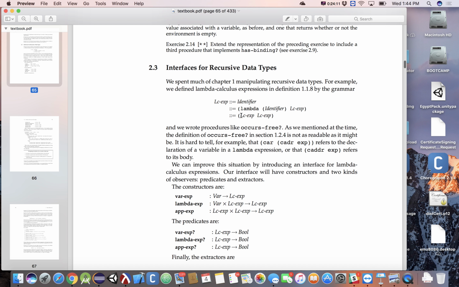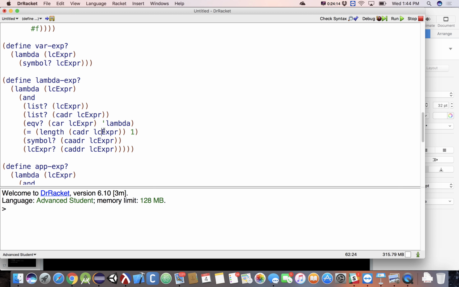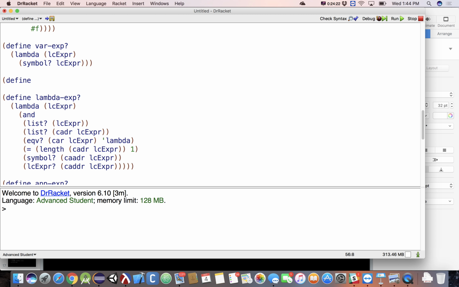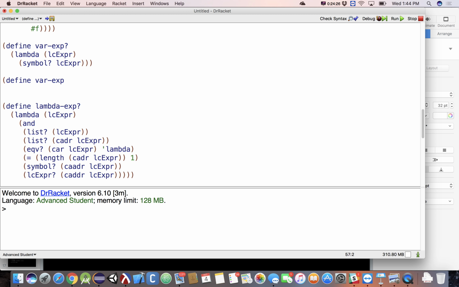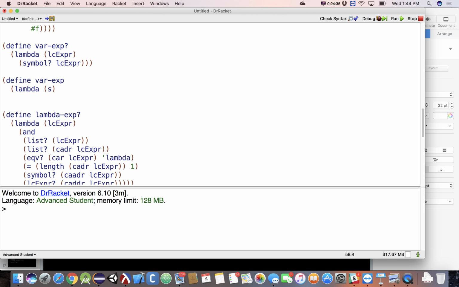Now, what if we were building constructors for a var expression? Let's start off with that one. So if I'm going to build a constructor for a var expression, what's this guy going to take as a parameter? Symbol? And it's just going to return that symbol. That's my constructor for it.